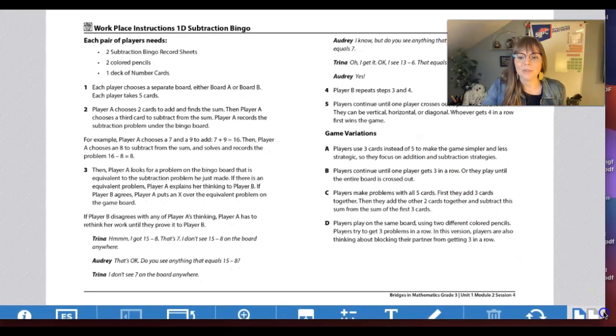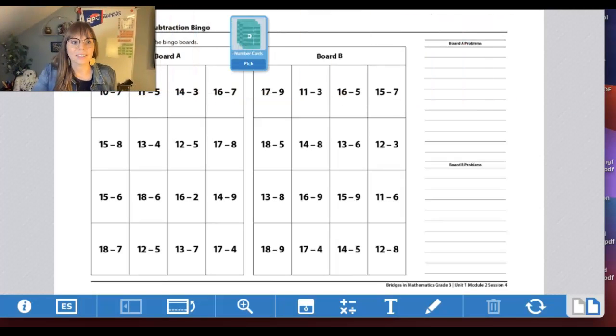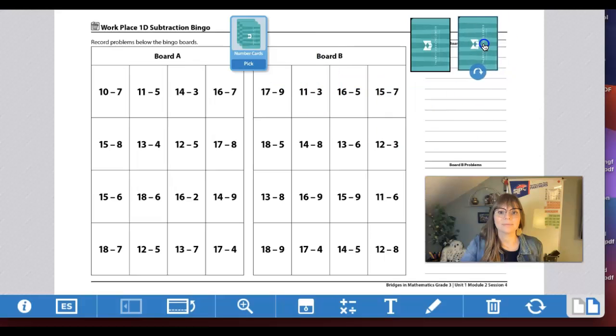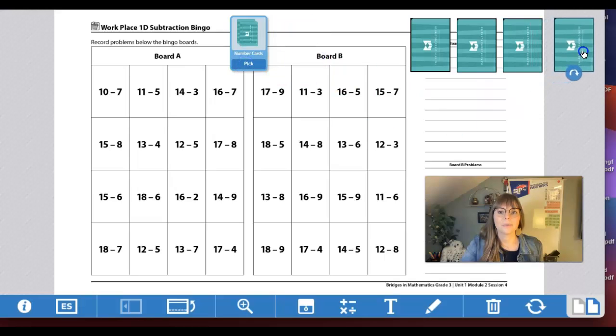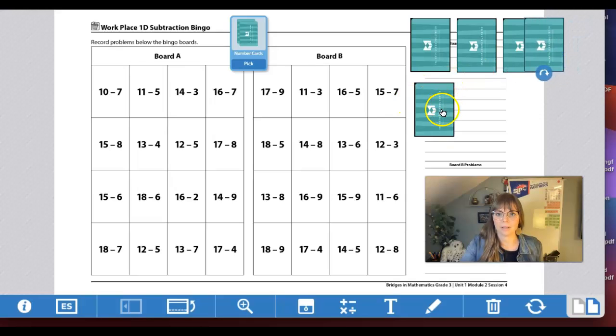Click down here on the page to go to the next screen. Then you can see our board. Okay. So I'll go over here. There's board A and board B. This is the same as player 1 and player 2. All right, so I'm going to play on board A. So I'll go over here. I'm going to pick 5 cards. 1, 2, 3, 4, 5. I have 5 cards.